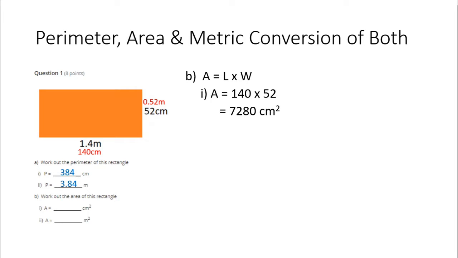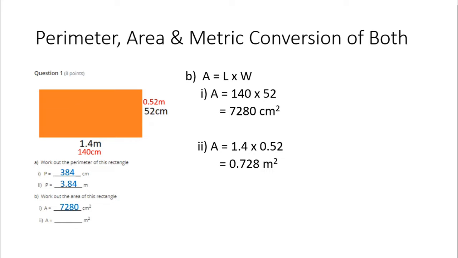For the area in meters, I don't want you to convert this directly from centimeters to meters, since you've got the option to work with the meter measurements here, the meter length and the meter width, to work out the meter area. So let's go through that process. The area is 1.4 meters multiplied by 0.52 meters, that is 0.728 meters squared.